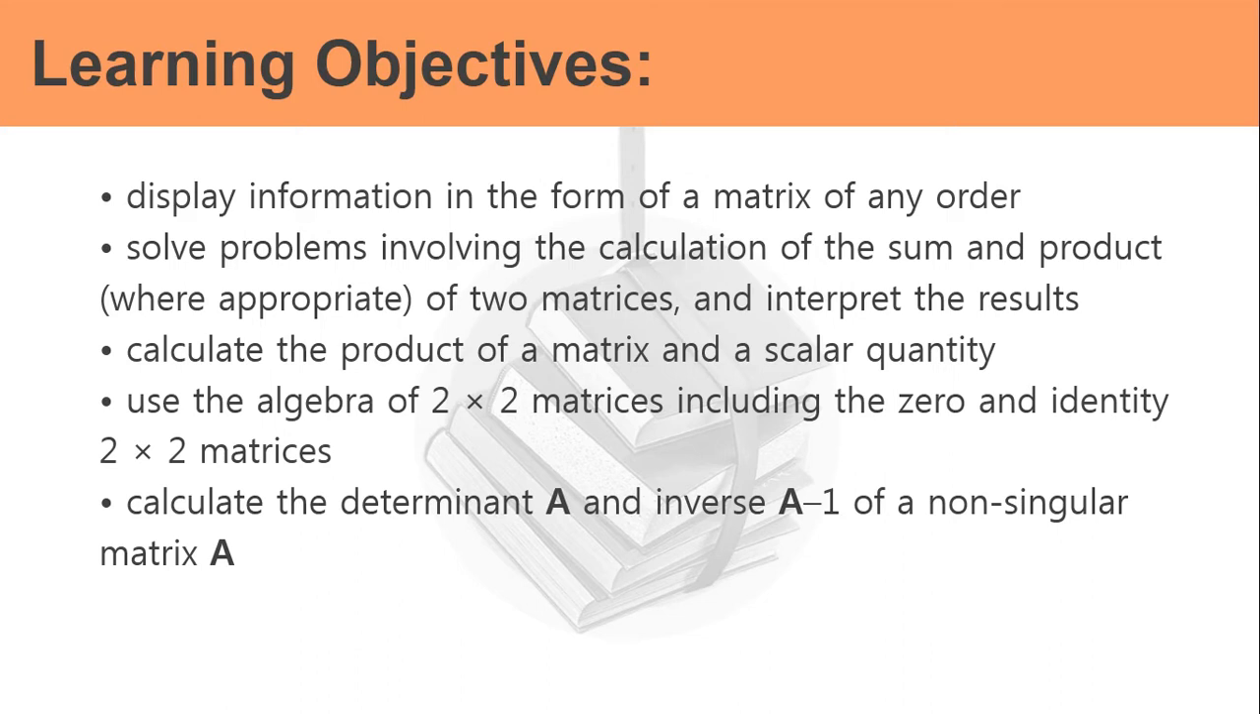order, solve problems involving the calculation of the sum and product where appropriate of two matrices and interpret the results, calculate the product of a matrix and a scalar quantity, use the algebra of 2 by 2 matrices including the zero and identity 2 by 2 matrices. Then the last learning objective is calculate the determinant of A and the inverse A inverse of a non-singular matrix A.